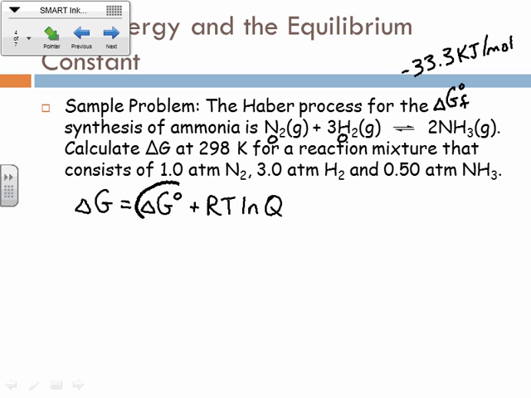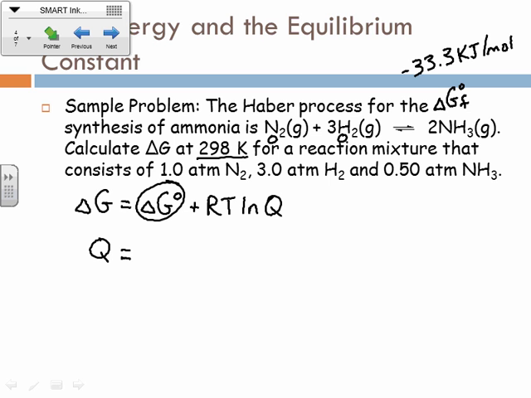So that's this right here. The R is just a constant. They're telling us the temperature of this reaction. It's 298 K. So we can just plug in the temperature. We're going to have to figure out Q, though. So now we got to think back to equilibrium a little bit.